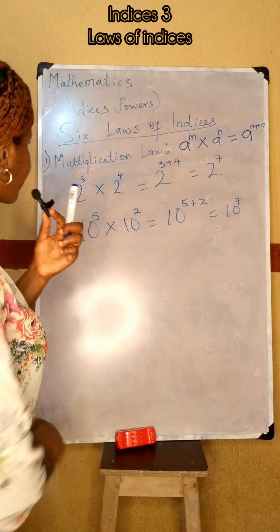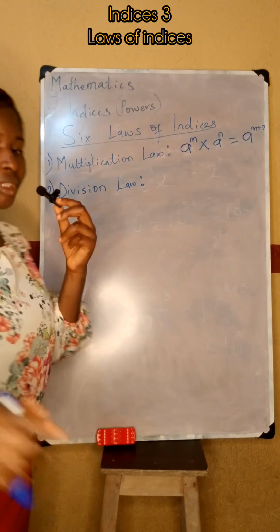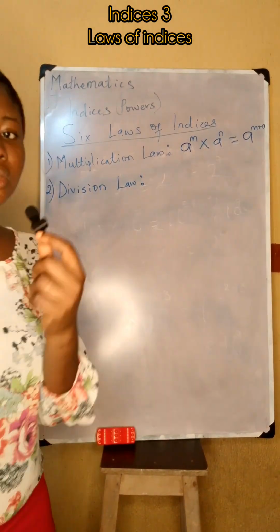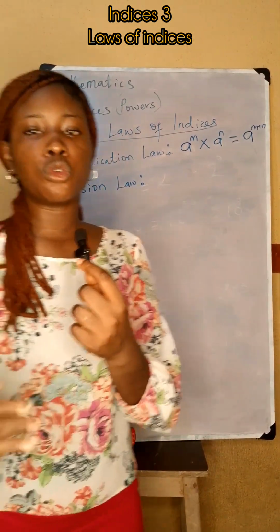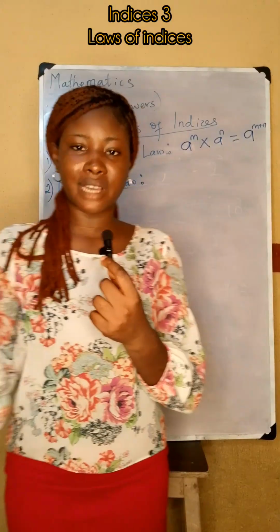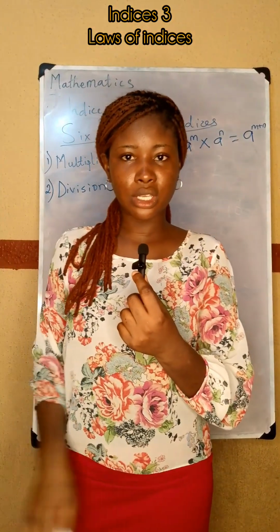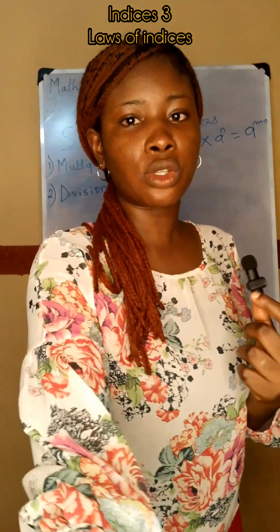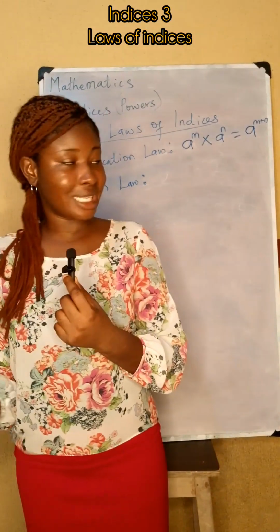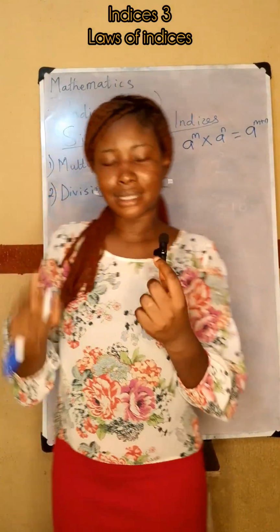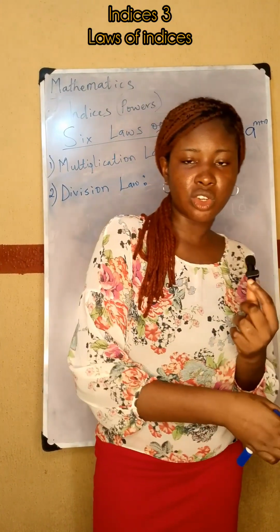As long as the bases are the same, pick one base and add the powers. We'll now look at the division law of indices. The second law of indices is the division law, and it's similar to the first law, the multiplication law. If two index numbers are being divided, once the bases are the same, pick one base and subtract their powers. The difference here is that we are subtracting instead of adding. Remember, when they are multiplying, we add, but when they are dividing, we subtract. That's just the difference between the multiplication law and the division law.